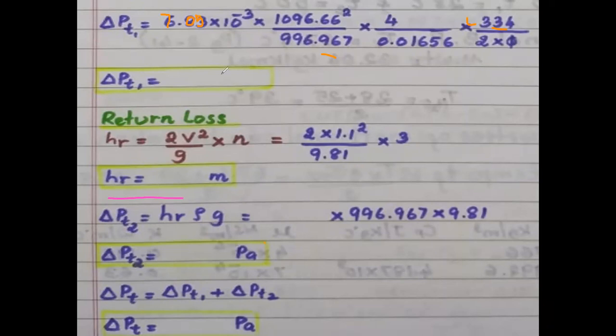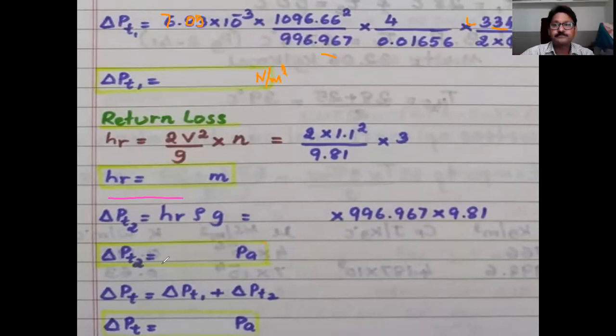So what is PT? You will get Newton per meter square. So this is PT1. Therefore the next one is return loss, 2 V square by G into N. 2 V square is 1.1 square, G is 9.81, N is the number of passes. It is 3 pass we have provided. So therefore you will get HR.